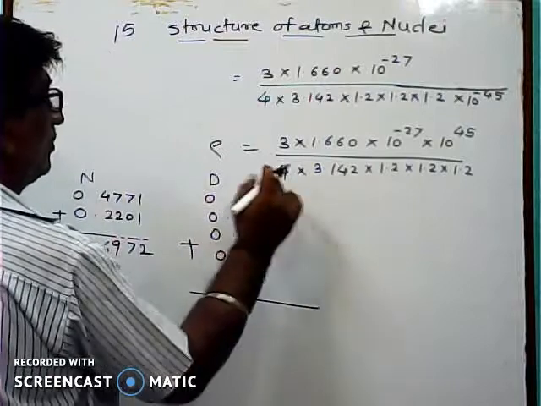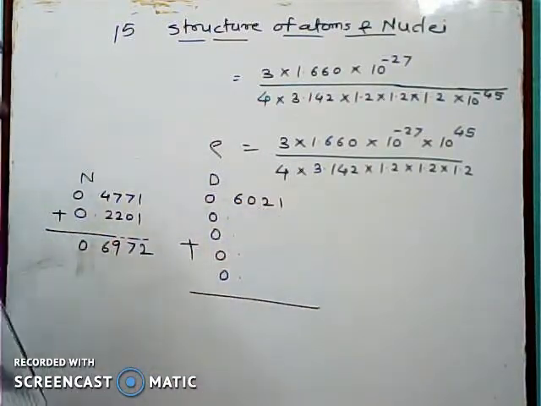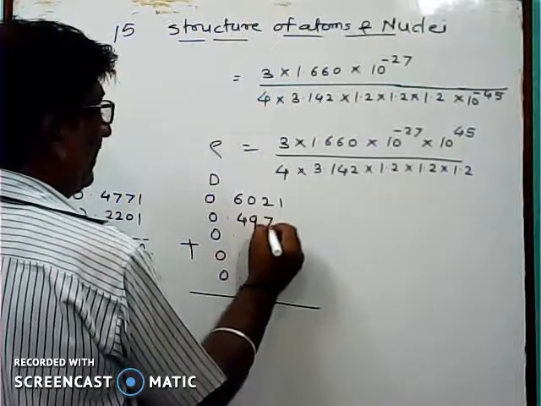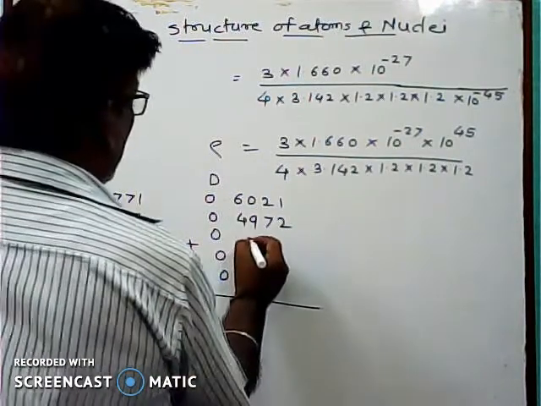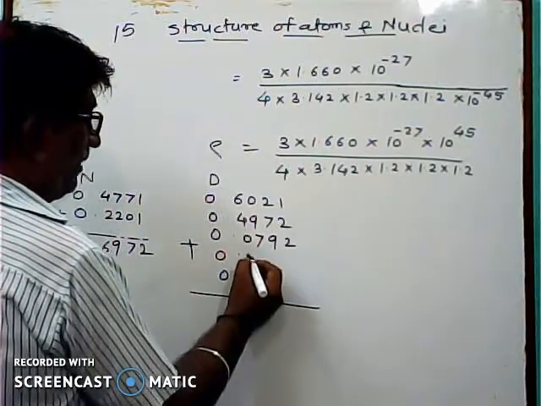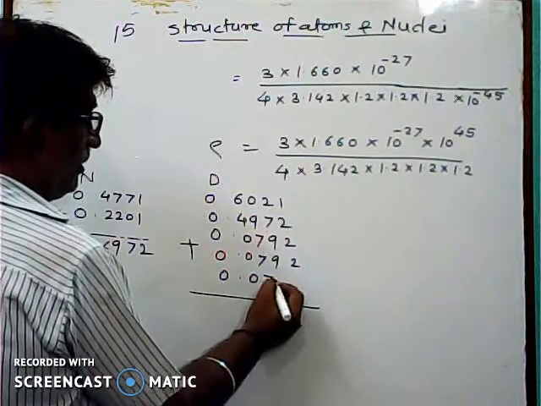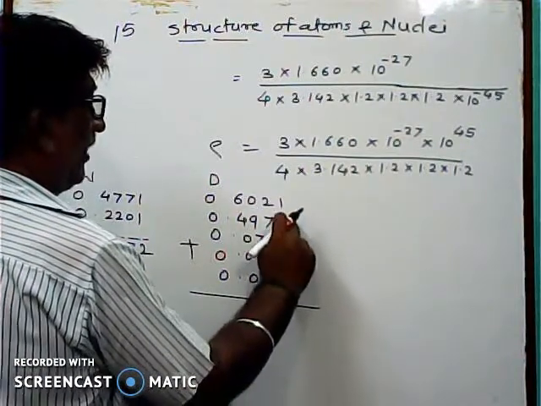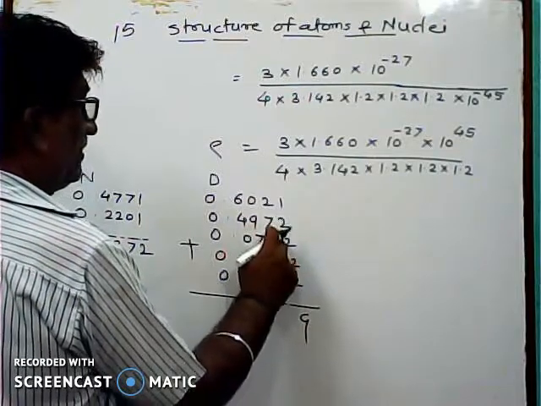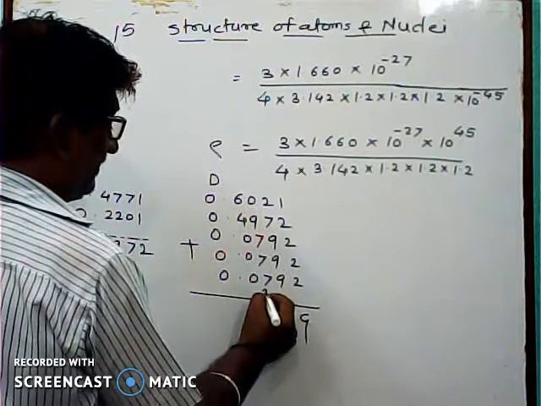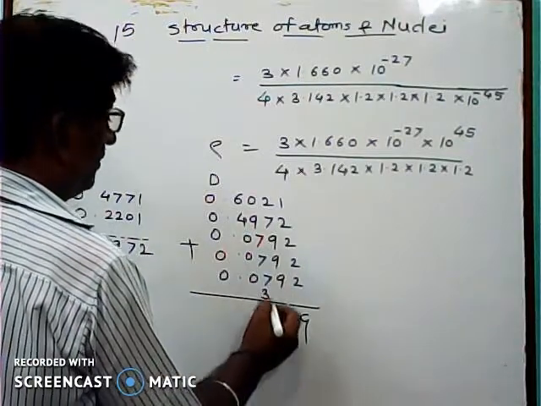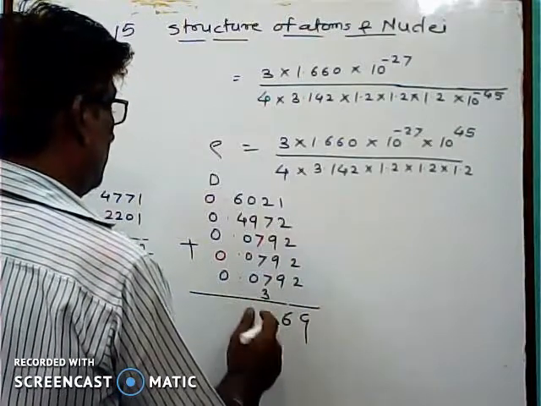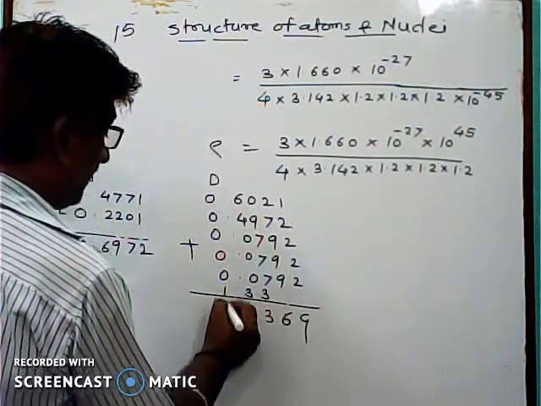The logarithm of 4 will be 6021, and the logarithm of 3.142 will be 4972. For 1.2, its logarithm will be 0792, and three times we can write 0792. Adding them all up, we get 1.3369 in the denominator.